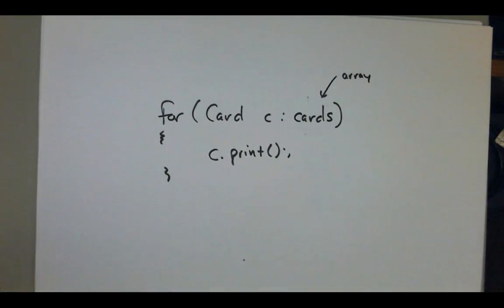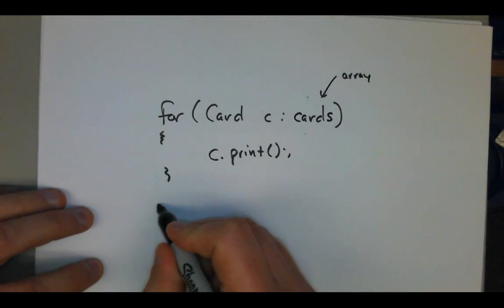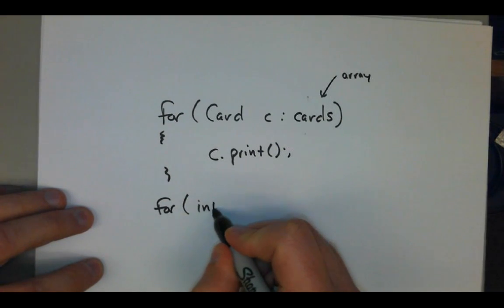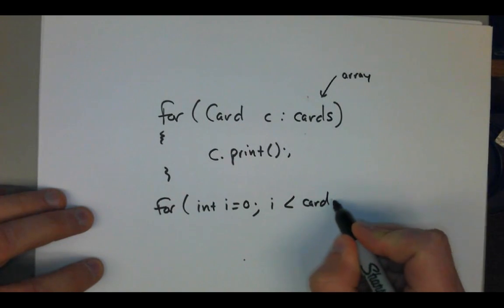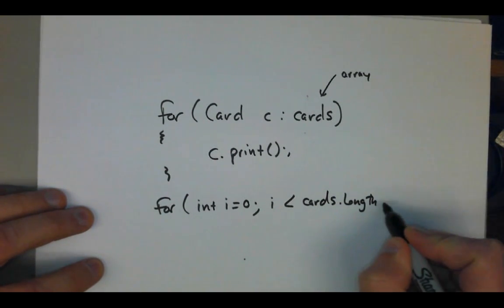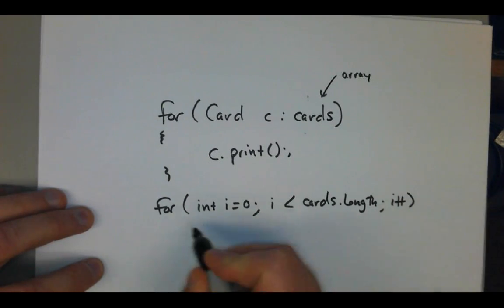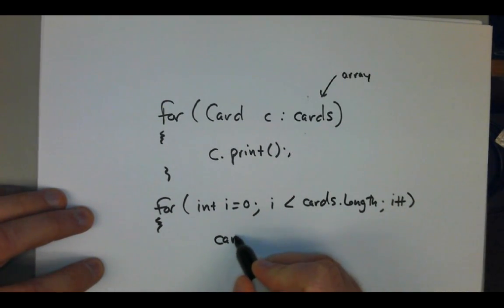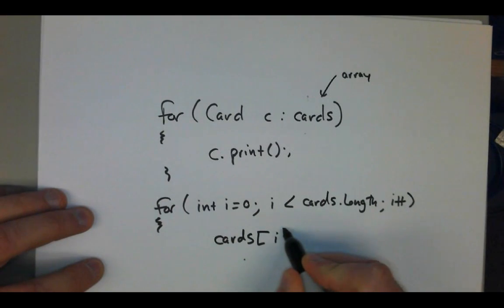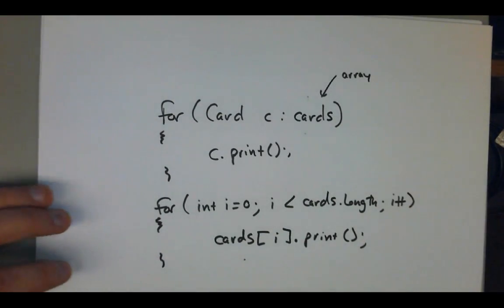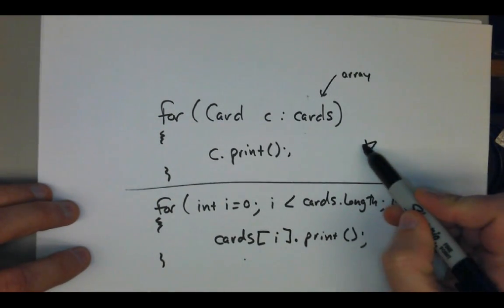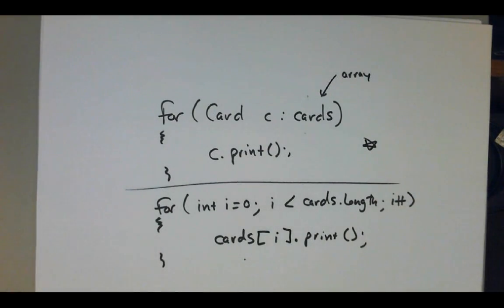Here we could say C.print, and that will print the values out. So this would be exactly equivalent to something like this. Okay. The only difference is this is a little bit easier to write. There's fewer keystrokes, and it reads pretty nicely also.